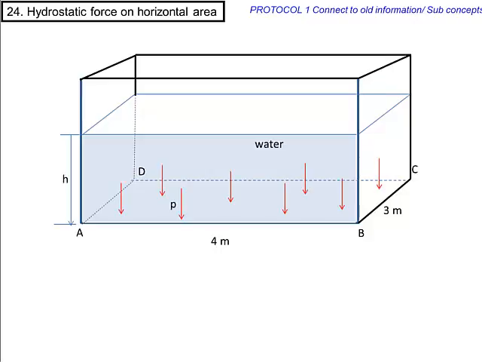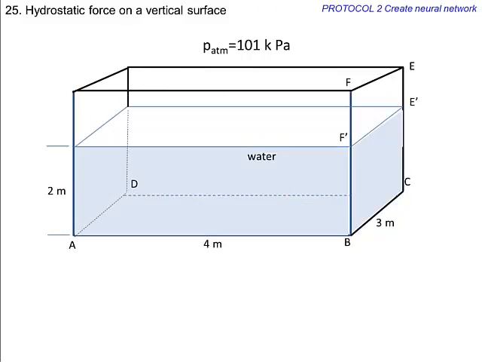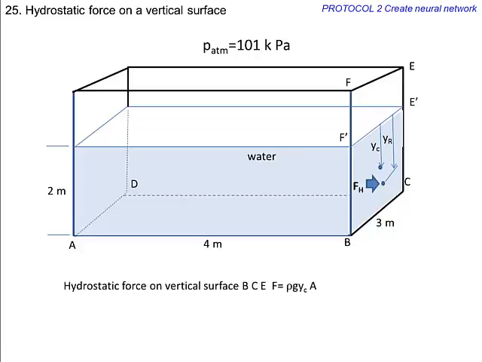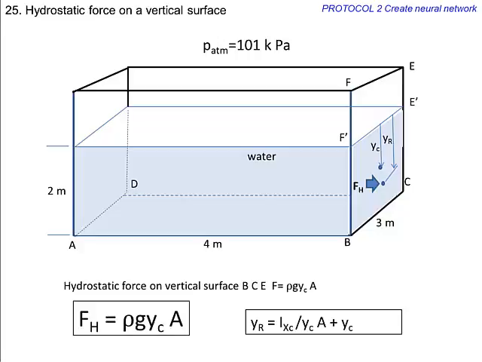For a horizontal plane, the hydrostatic force is related to the height of the liquid column, density, gravity and the surface area. For a vertical surface, the resultant hydrostatic force can be related to the height of the centroid of the area from the free surface. The location of the resultant force is related to this centroidal height and the moment of inertia of the area about a horizontal axis passing through its centroid.